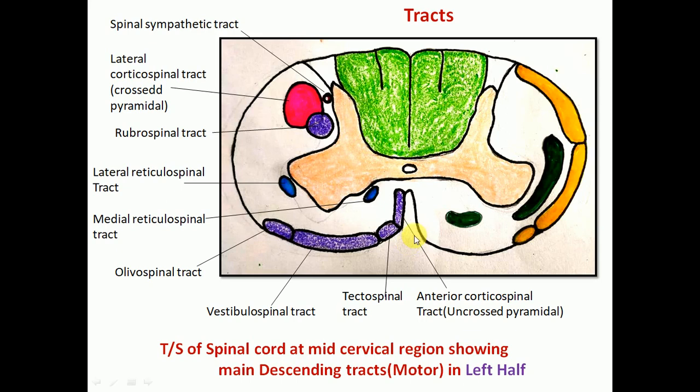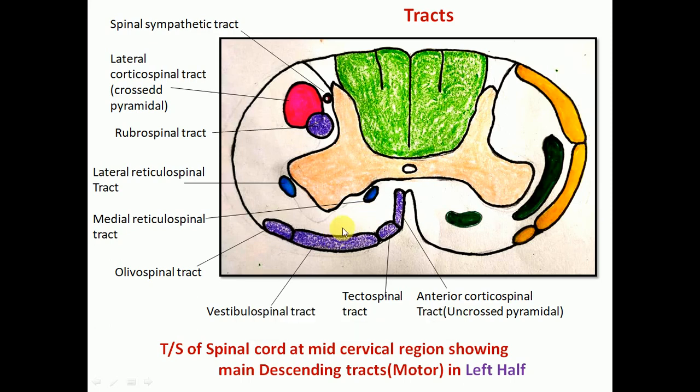Now this diagram shows the descending or motor tracts on the left side, while these are the sensory or ascending tracts on the right half. First we discuss the motor tracts on the left side, starting from posterior to anterior. First of all, the lateral corticospinal tract or crossed pyramidal fibers.